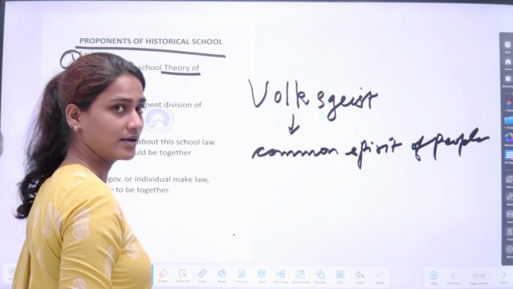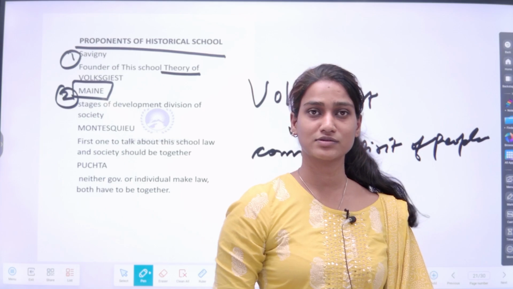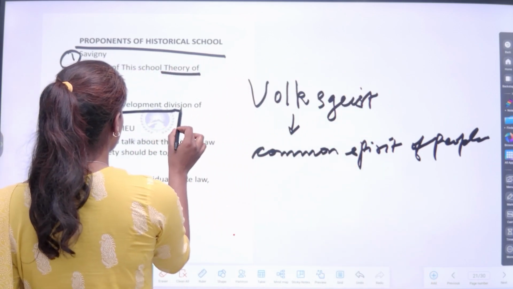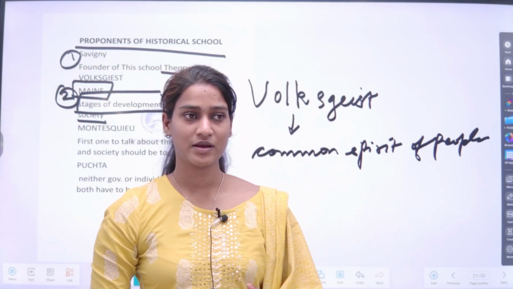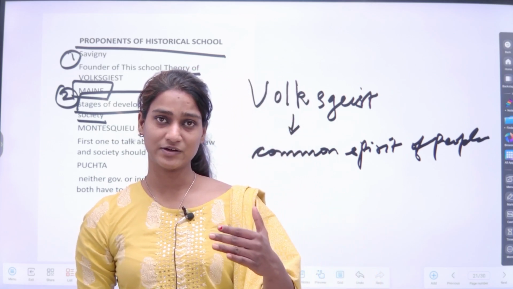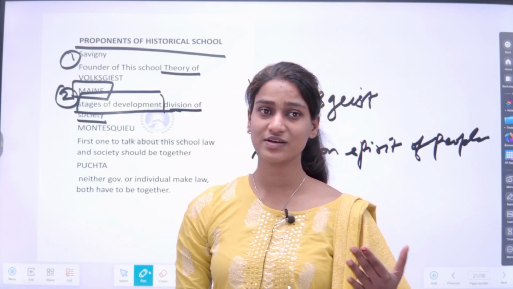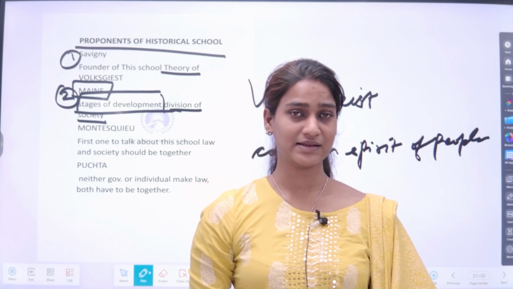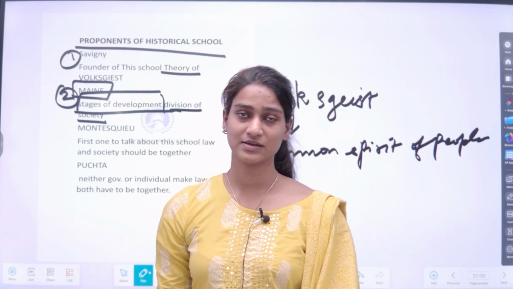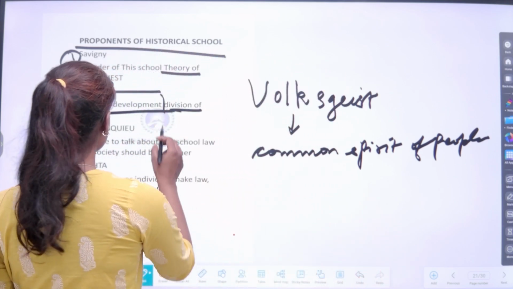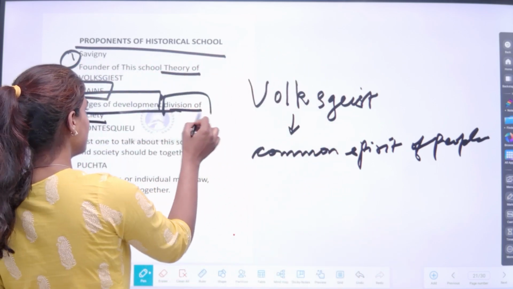What does Maine have to say in the historical school? The second proponent we will be studying is Maine. His themes are stages of development and division of society. He laid emphasis on the stages of development. There are various stages of development of law and society. In the past, we were primitive, but now as we are gradually attaining complexity, we are moving at a very fast speed to modern society, and we are progressing. So we have to look into the stages of development and the division of society.